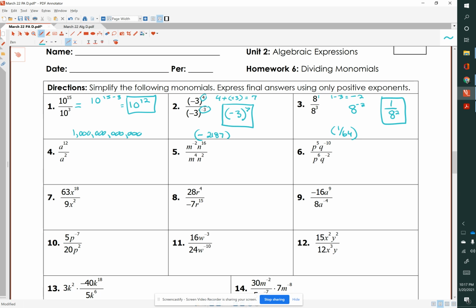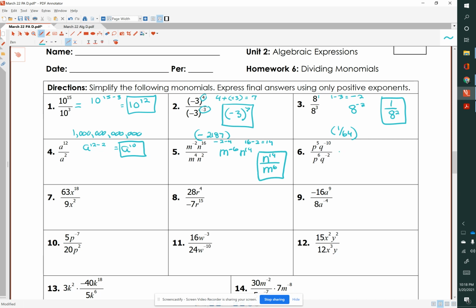Okay, number 4 is a bit of an easy one. a to the 12th divided by a to the second is a to the 12 minus 2, a to the 10th power. And that is our final answer. And number 5, we have m, and that's negative 2 minus 4, which is negative 6, n, 16 minus 2, which is 14. And we will drop that m to the negative 6 into the denominator with a positive exponent of 6. And there's our final answer.